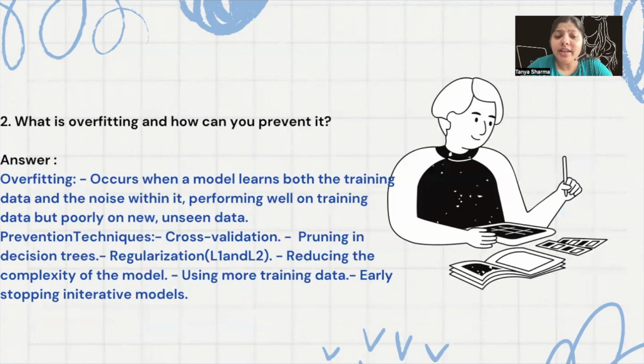What is overfitting and how can we prevent it? Overfitting occurs when a model learns both the training data and the noise within it, performing well on the training data but poorly on unseen data.